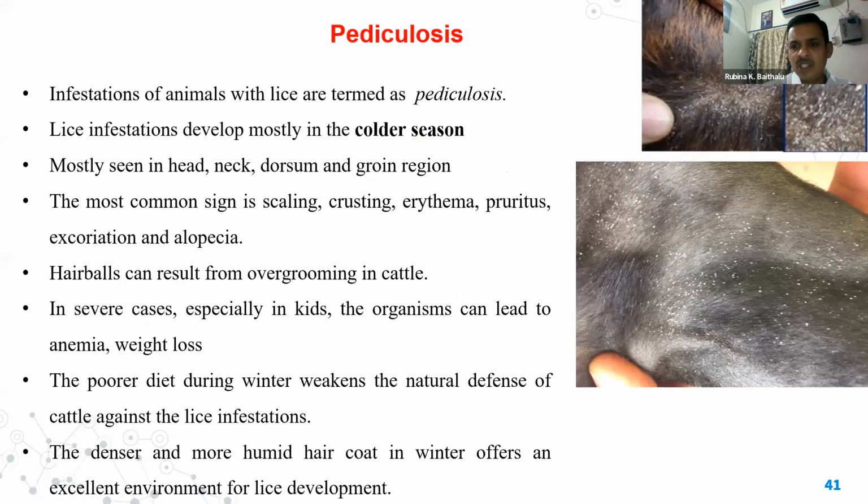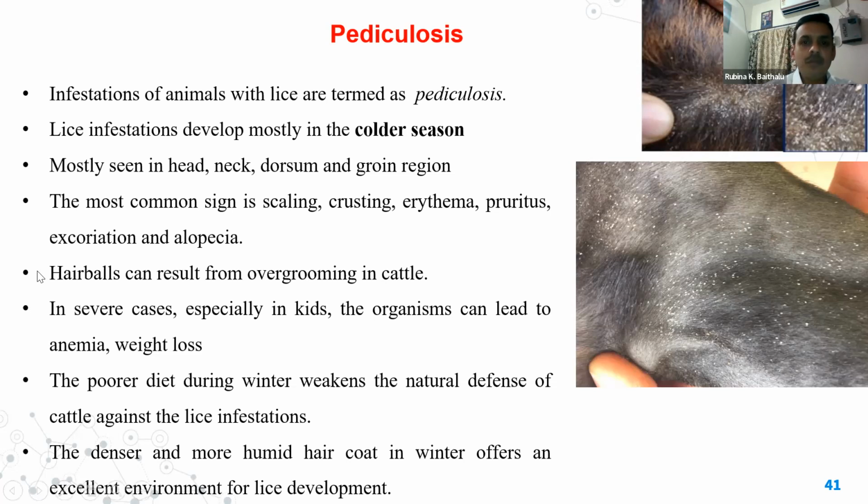You can see a white dandruff-like structure. It is mostly seen in the head, neck, dorsum, and the groin region. There will be formation of crusting, erythema, pruritus, severe itching, and alopecia. In severe conditions, even the kids develop anemia, and they can die also. So these all depend upon conditions like poor diet, adverse weather, and extreme cold weather. These are the factors that contribute to the occurrence of pediculosis, mostly in the case of kids.